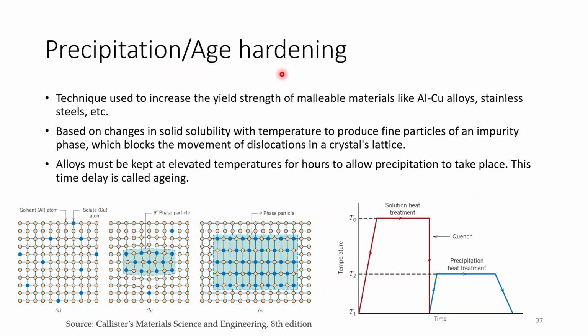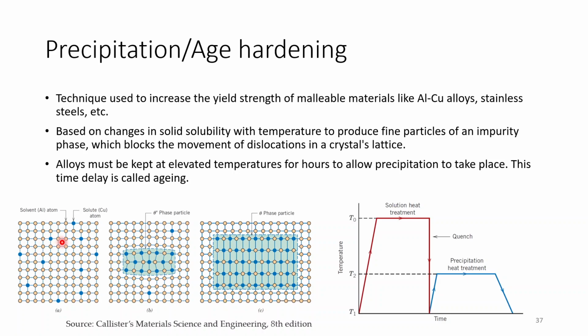Next is precipitation or age hardening. This technique is used to increase the yield strength of malleable materials like aluminum, copper alloys, stainless steels, etc., and is based on changes in solid solubility with temperature to produce fine particles of an impurity phase, which block the movement of dislocations in a crystal's lattice.